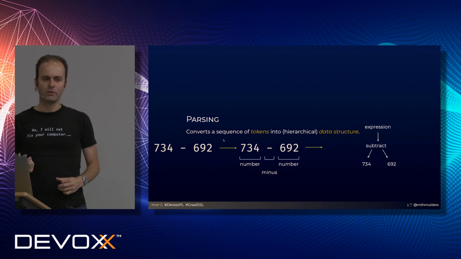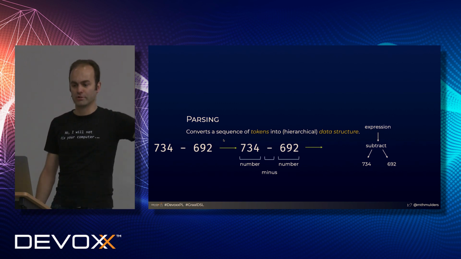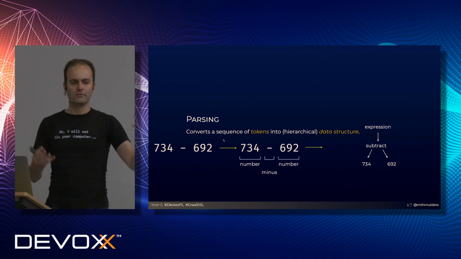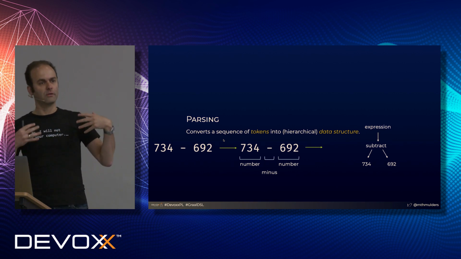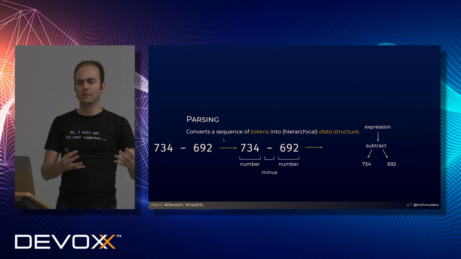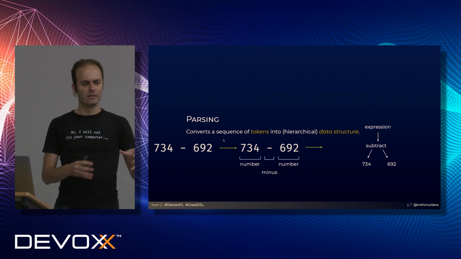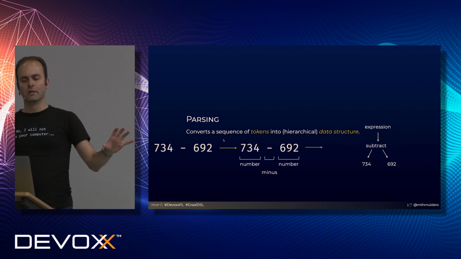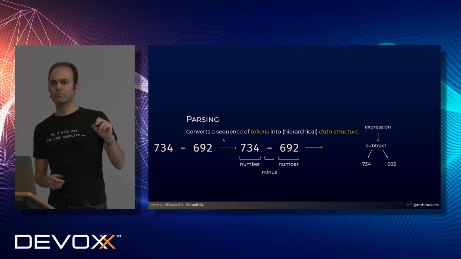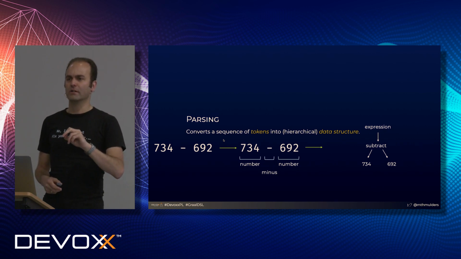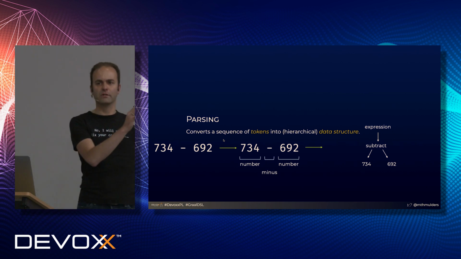And then the next step is that we do parsing. With parsing, we have this whole sequence of tokens that we just got from our source code, and we try to convert that into a data structure. Parsers just say data structure, but if we're talking about parsing source code, it's usually a hierarchical data structure. The hierarchical data structure in our example might be something like, hey, these 7 characters, that's an expression in my language. The expression is actually a subtraction, and the subtraction has 2 operands, 734 and 692. And now this is a very small hierarchical data structure which describes just this part of my source code.